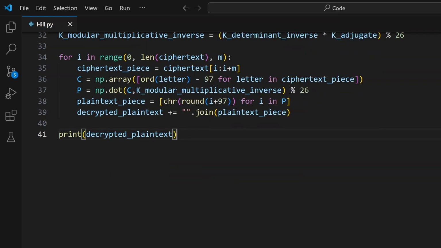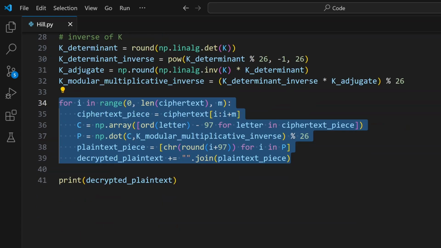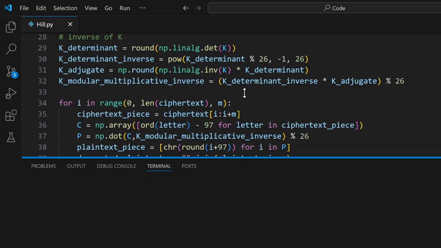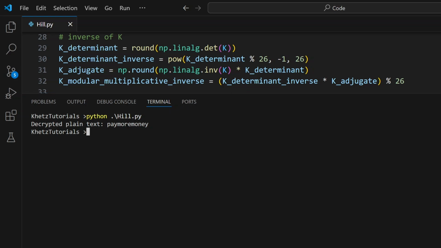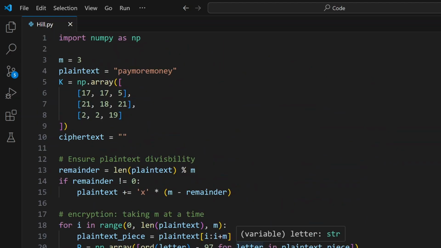I don't think it's necessary to go through each one unless we run into a problem or we don't get the plain text back, then I guess we can go back to this. So we can call this decrypted plain text, and then we can put that in brackets like that, then close this. So let's see what we get from this. I'm just going to run the script, and it says decrypted plain text, pay more money, which is exactly what we expected. So this is how you implement the Hill cipher in Python.